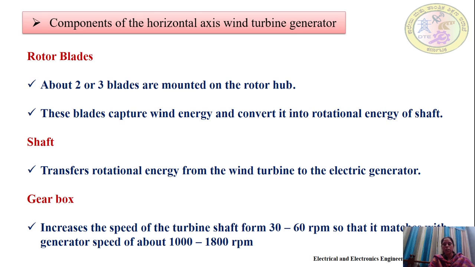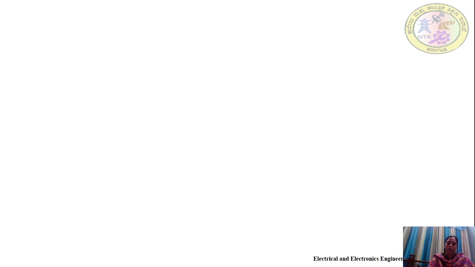Gearbox is used in a wind energy system to change low speed, high torque power coming from the rotor blades to high speed, low torque power which is used for the generator. It is connected between the main shaft and the generator shaft to increase the rotational speed from 30 to 60 RPM to 1000 to 1800 RPM.